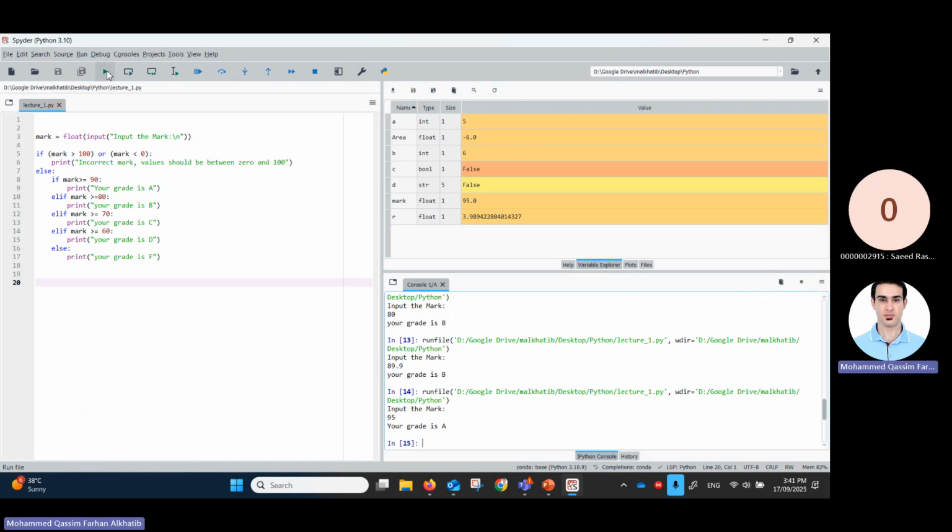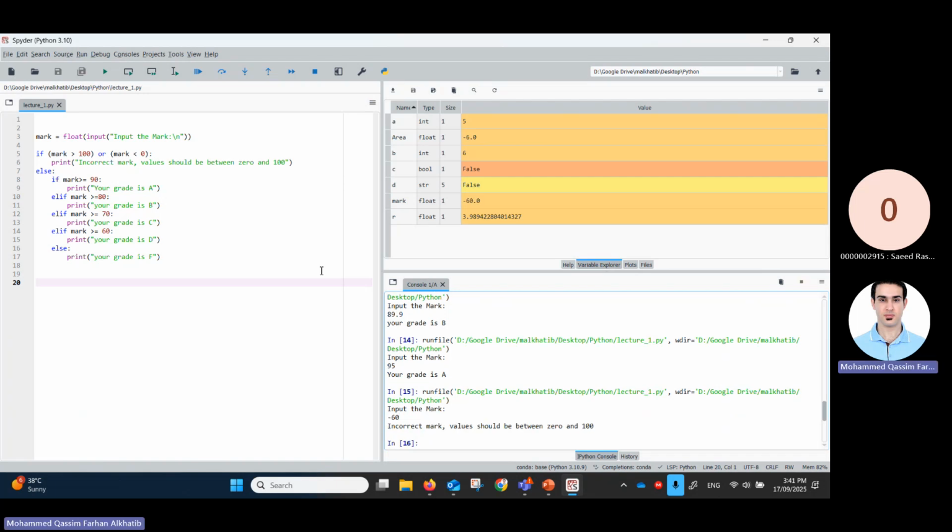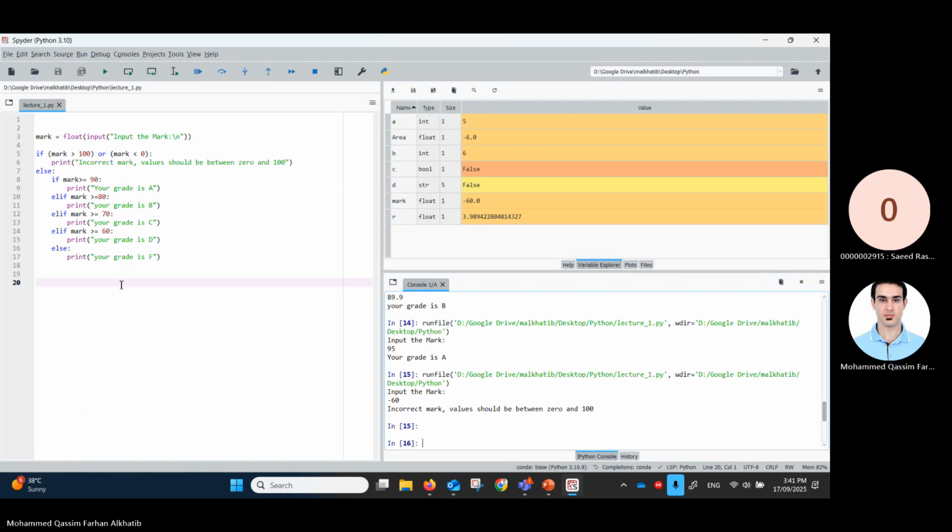Okay, so let's try with a negative value. Negative 60. Incorrect mark, value should be between 0 and 100. You get the idea here? Always, before the programming part, understand the problem. So let's write it in another way. My code: check if the mark is valid and do the statements, else print it is invalid. So the opposite of this. And now I'll write it here. So I'll have the same input for mark.